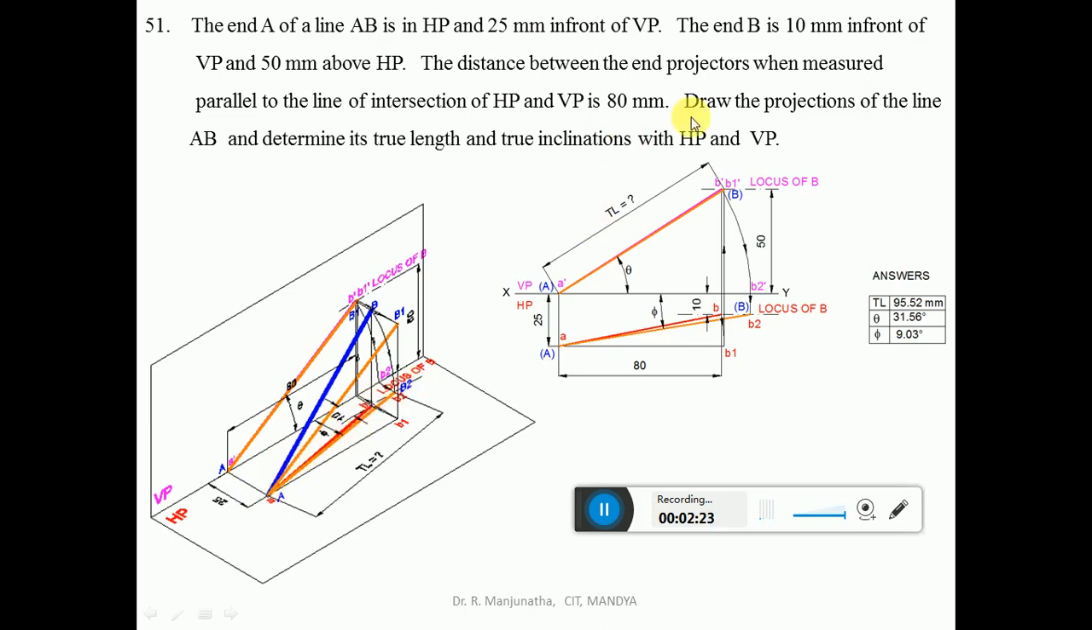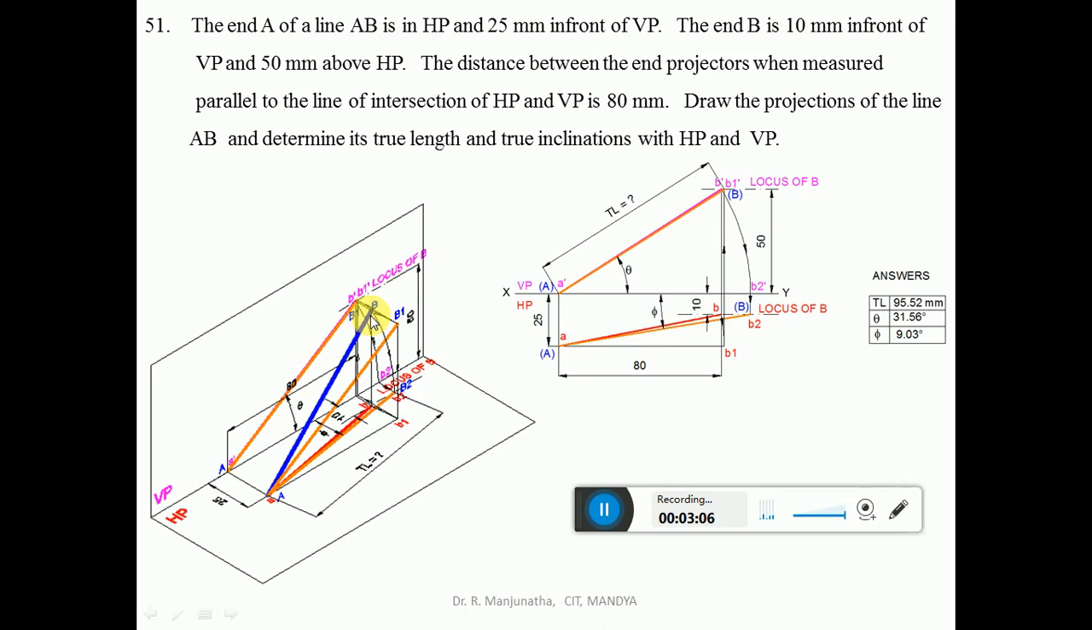Now we need to determine the true length and its inclination with HP and VP. First we need to project the actual line in space. From b you draw a vertical projector, and from B dash you draw a horizontal projector. Both meet at this particular point, which is capital B. The distance between the end projectors, 80 mm, is the horizontal distance. The vertical distance will be 50 mm above HP and 10 mm in front of VP. So this point, capital A and B, is the line which is in space.